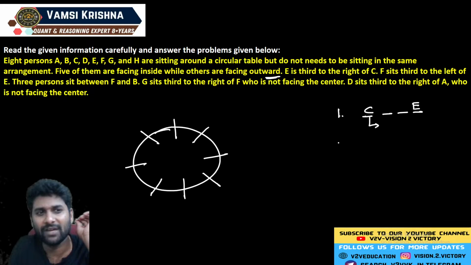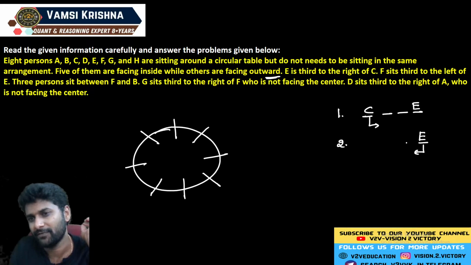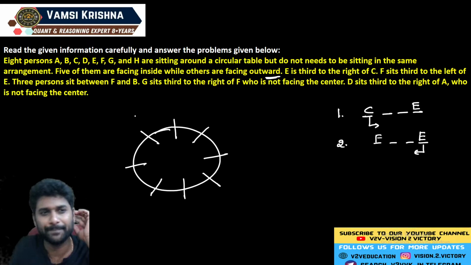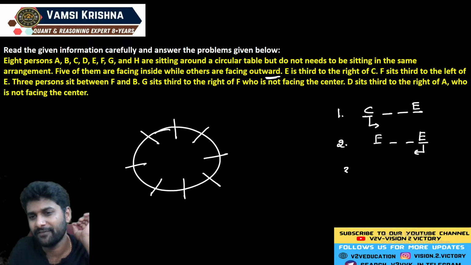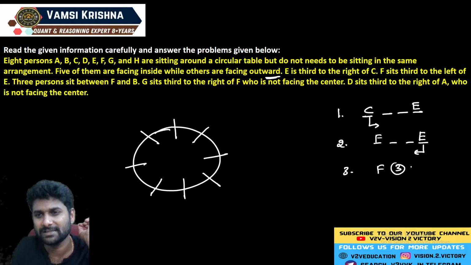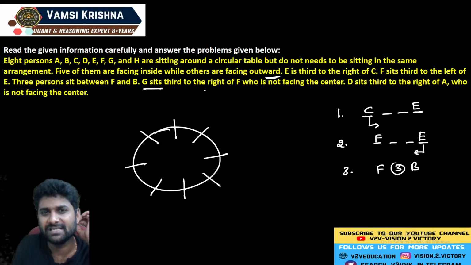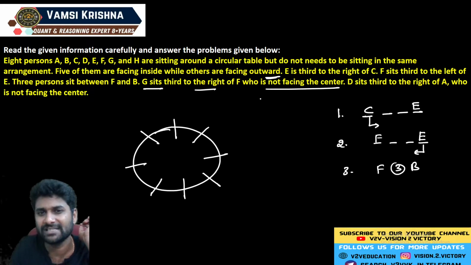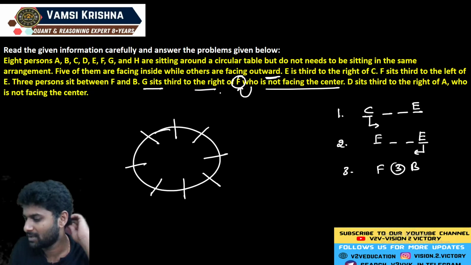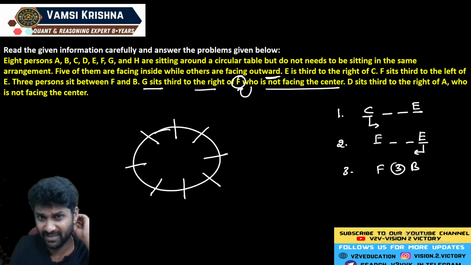F sits third to the left of E: first left, second left, third left. Three persons sit between F and G. Three persons sit between F and B. G sits third to the right of F, who is not facing the center. We have a first clue point: who always refers to the previous person. Now, F is facing away from the center.